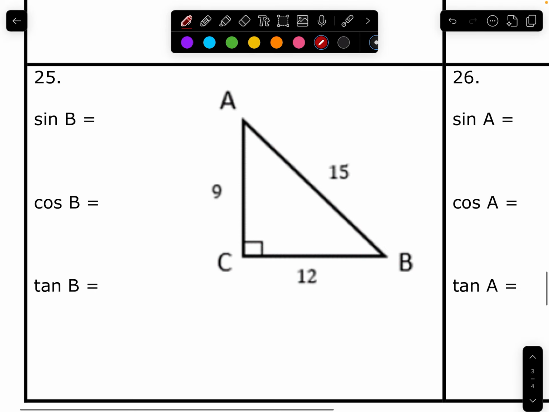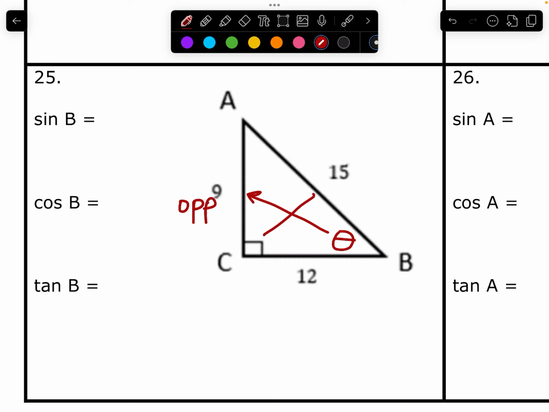25. We're just writing the ratios based on the picture. So we're using b as our theta because it says b for all three of these. So let's label our triangle accordingly. This would be our opposite, this would be our hypotenuse, and this would be our adjacent. All right, we know that sine is opposite over hypotenuse, so that would be 9 over 15. And if we simplify that, that would be 3 over 5.